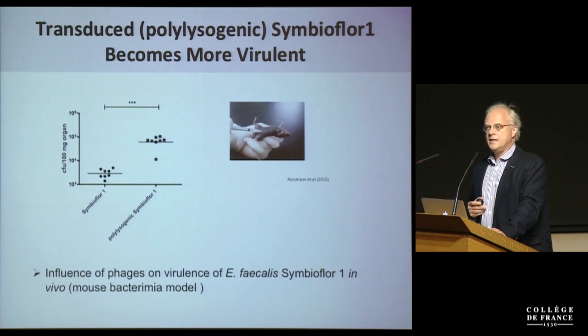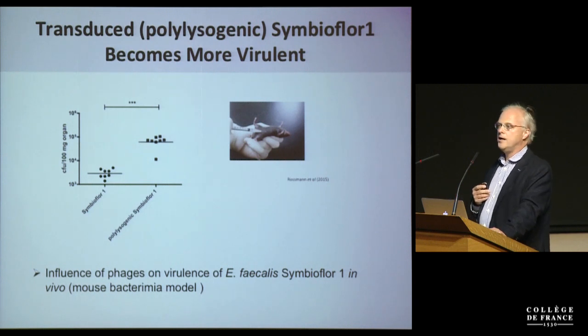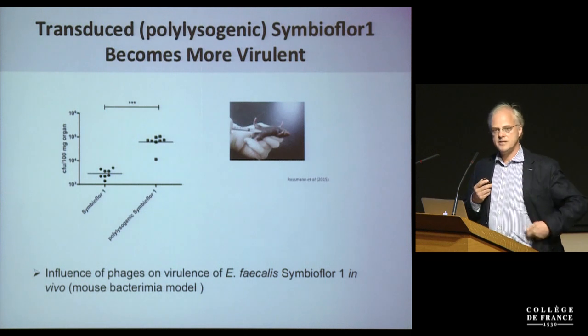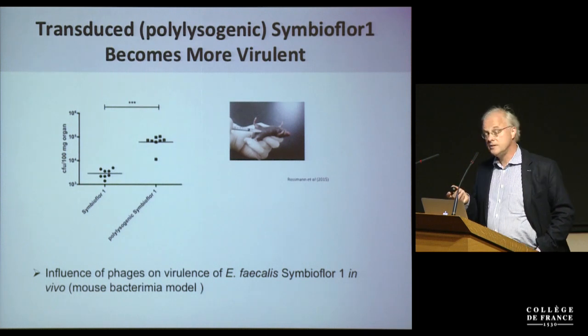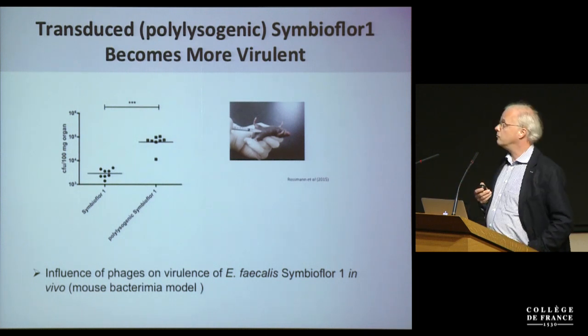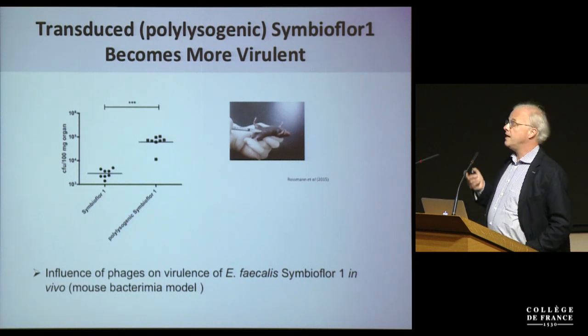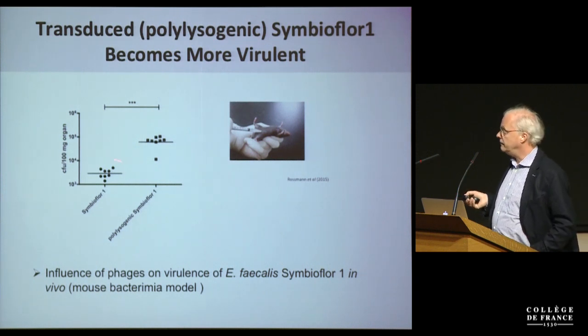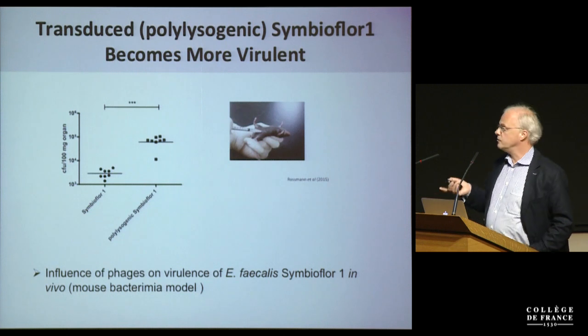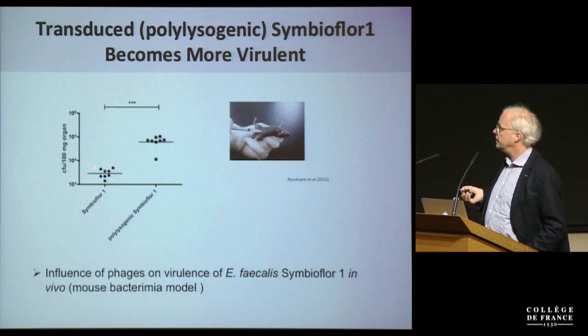The question was, why does that happen? As you probably know, it's always been thought or hypothesized that prophages carry and transmit virulence factors and antibiotic resistances. So what we did in this experiment, we compared the wild-type probiotic strain and the transduced polylysogenic strain in a mouse sepsis model, where we injected the bacteria IV into the tailbone of the mouse, let the mouse go for 3 days, and then cultivated internal organs.